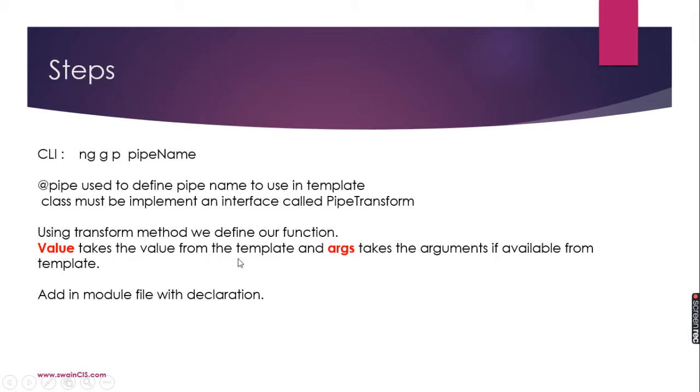So the steps we will use: first of all you need to create a pipe. To create a pipe you can use any add-ons available for Visual Studio, otherwise you can use the CLI. In the CLI you can use ng g p, that means ng generate pipe, and the pipe name. Once you generate the pipe, you will get some predefined items like @Pipe and PipeTransform. Using @Pipe, you can use the name that is defined, or you can change it as per your requirement. That name is what you have to use.